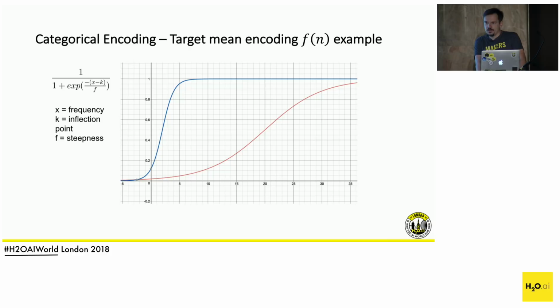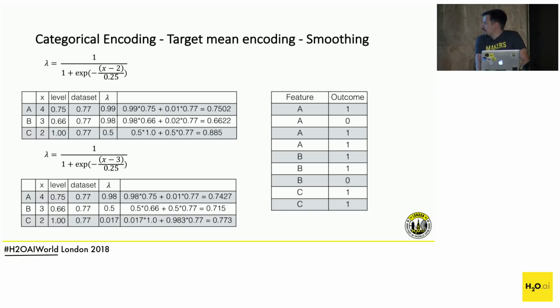And if you look at the example, it still might not be very helpful, but I have to draw your attention to it. On the top portion of the slide, the inflection point equals 2, and I would like you to look at the calculated mean of level C. It's 0.88, pretty far from the mean of the data set, which is 0.77. But if I change the inflection point to 3, the mean for level C is going to be 0.773, on the bottom of the screen, which is much closer to the data set mean.